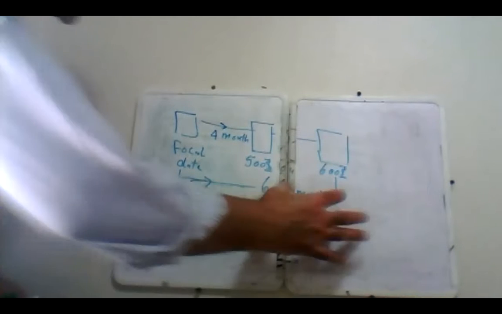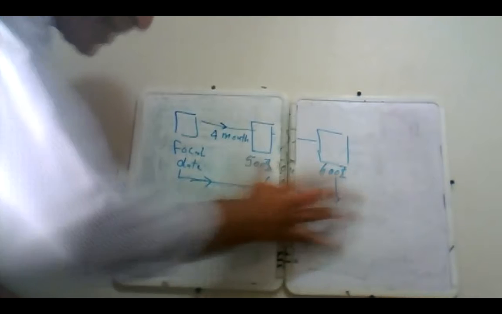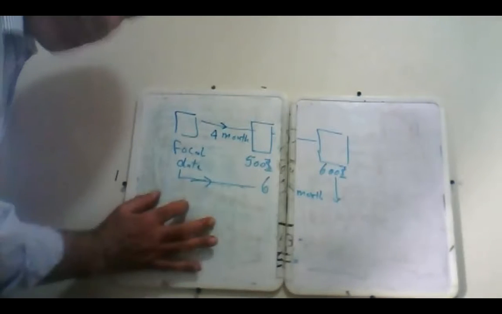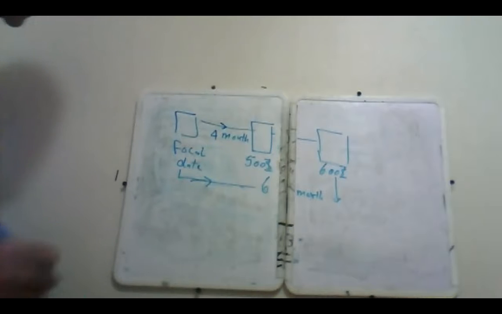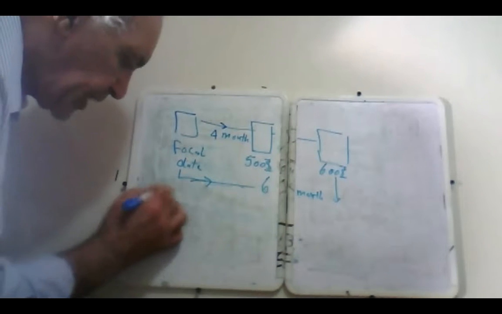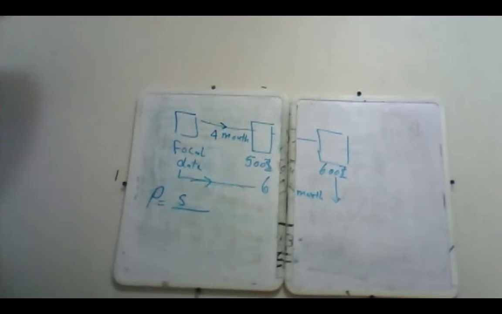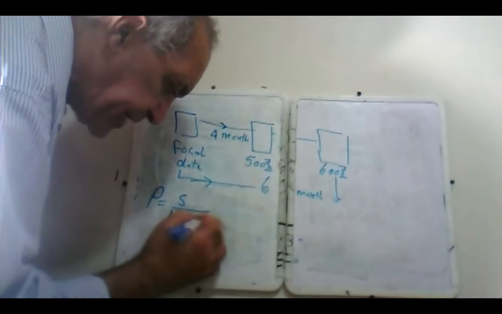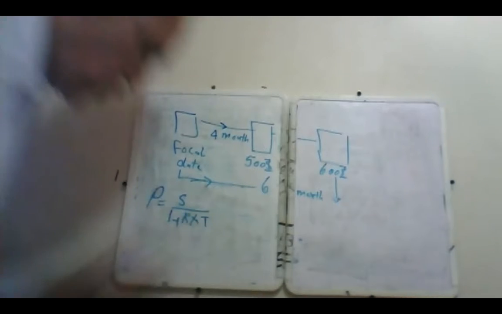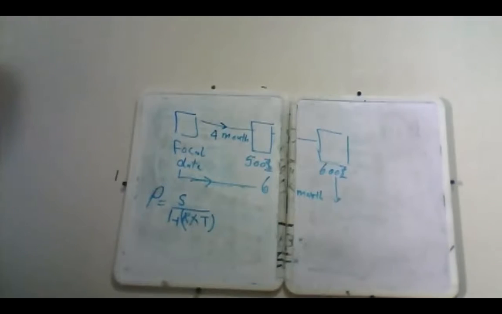If I want to settle these future debts now, settle these amounts at this focal date, how much will I pay? Then I will say the present value equals the future value divided by 1 plus r multiplied by t, where r is the rate of interest and t is the period of time.